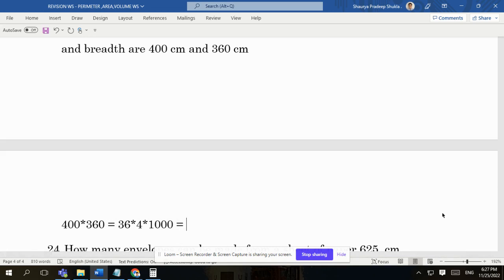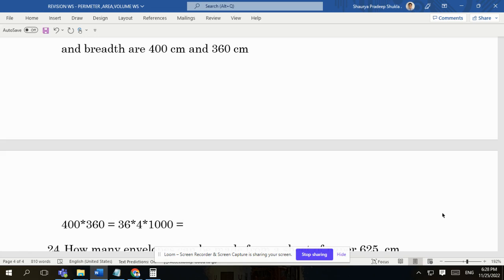Wait, let's simplify the problem. Let's say 35 into 4 कितना होगा? 35 into 4 is very easy. 35 into double कितना होगा? 35 into 2 is 70. So 35 into 4 कितना होगा?